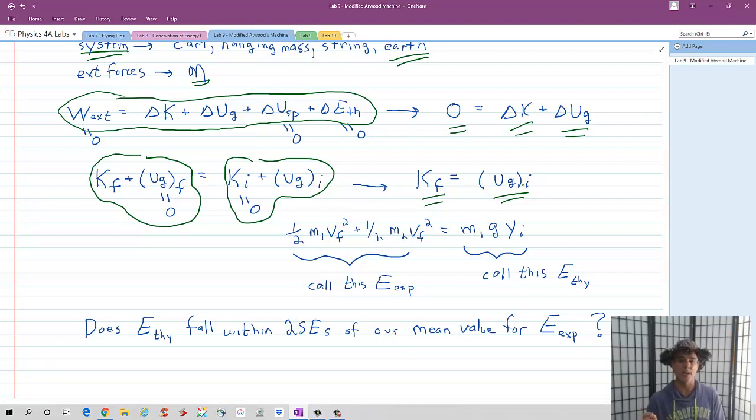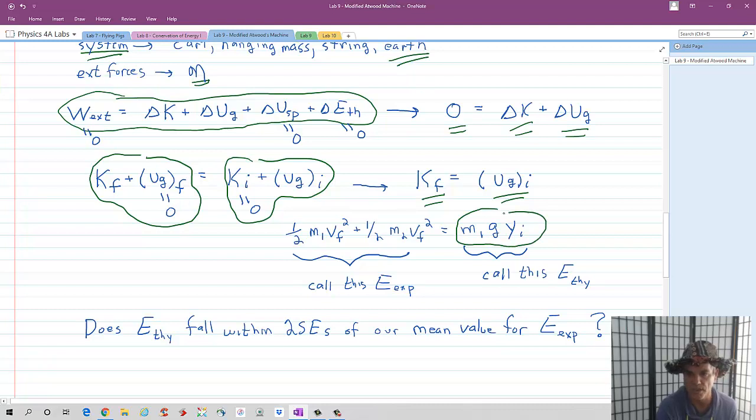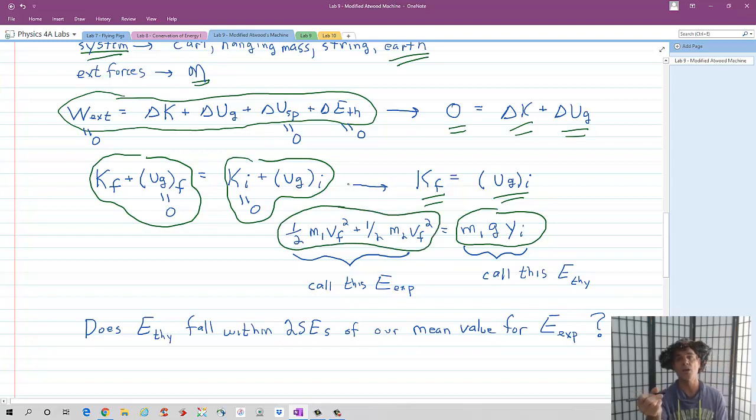So what we're going to compare is the initial potential energy of the hanging mass, m1 g times y initial. How does this compare to the final energy, in this case the final kinetic energy of the moving cart and the moving hanging mass? And again, we're going to call our theoretical energy to begin with the gravitational potential energy of the hanging mass, m g y, and our experimental energy we're going to call our final energy of the system, which is the moving cart and the moving mass.